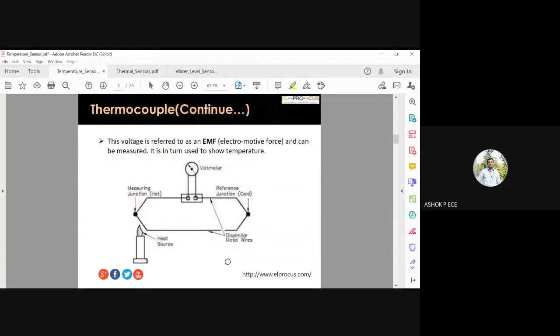So this is the thermocouple. See here, this is the simple diagram of a thermocouple. You have a voltmeter to see whether the voltage is developed or not. See here, one end is hot, one end is going to be cold. So you need not keep it in ice.